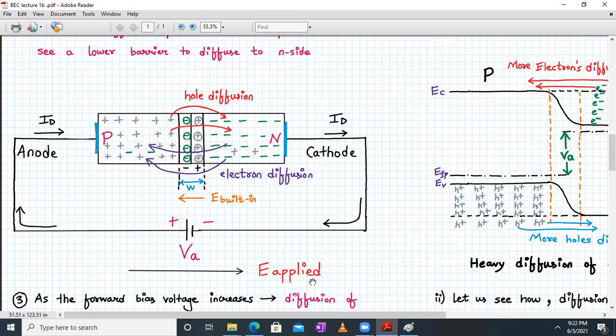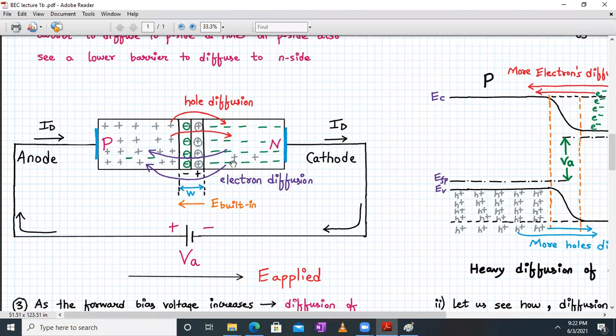Now let's see this phenomenon in terms of... So one more thing, as the forward bias voltage VA increases, your diffusion of charge carriers increases tremendously due to the lowered potential barrier. Effectively, the depletion width W decreases. This was just a summary, and the result is that the diode current also increases tremendously with the application of voltage. Now let's understand this with the help of the energy band diagram.